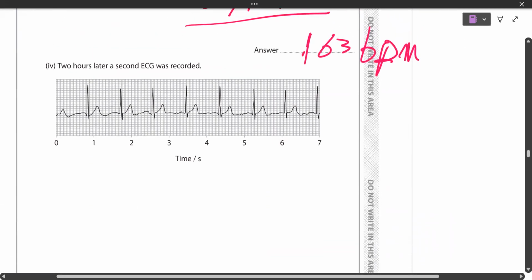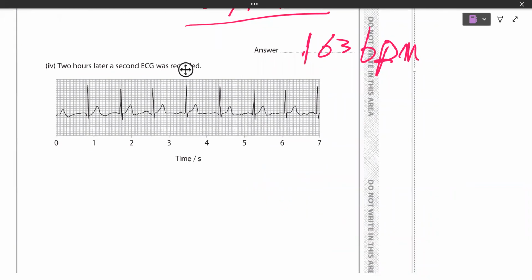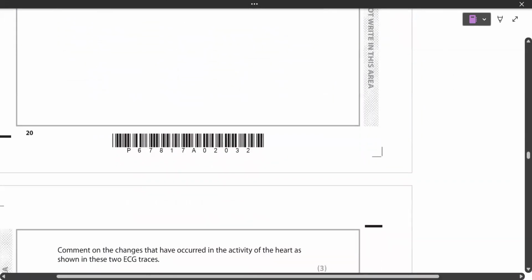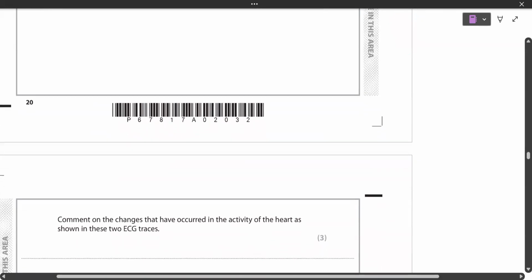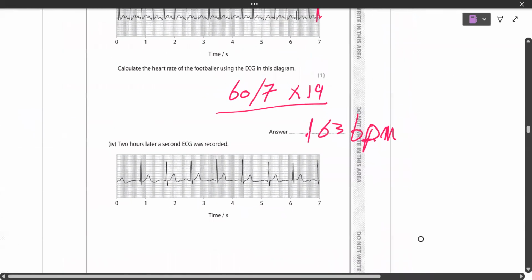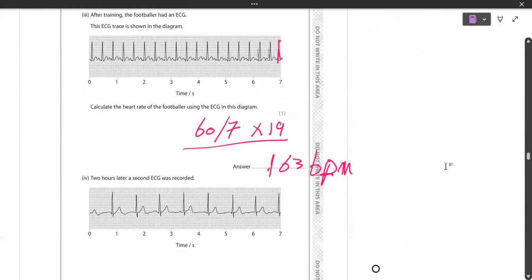Other ECG after 2 hours. وعايزنا نكومنت اون اللي تشينج. اوكي لو انا بس صغرتها لكم كده عشان تشوفوا اللي تشينج ممكن نكتب ايه.